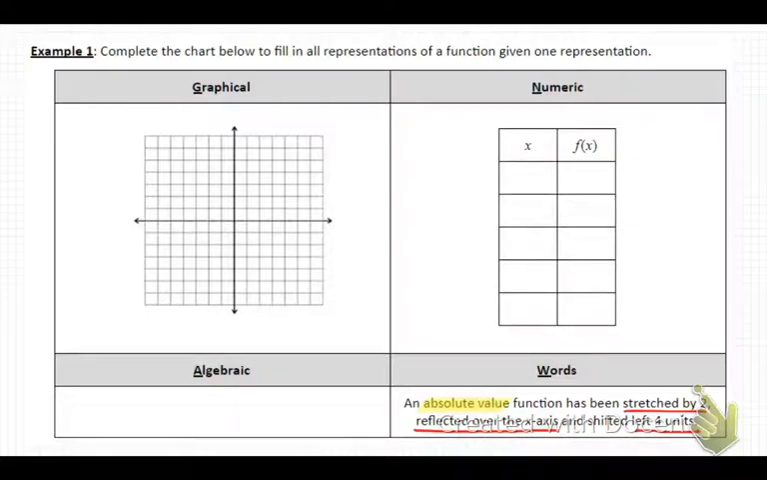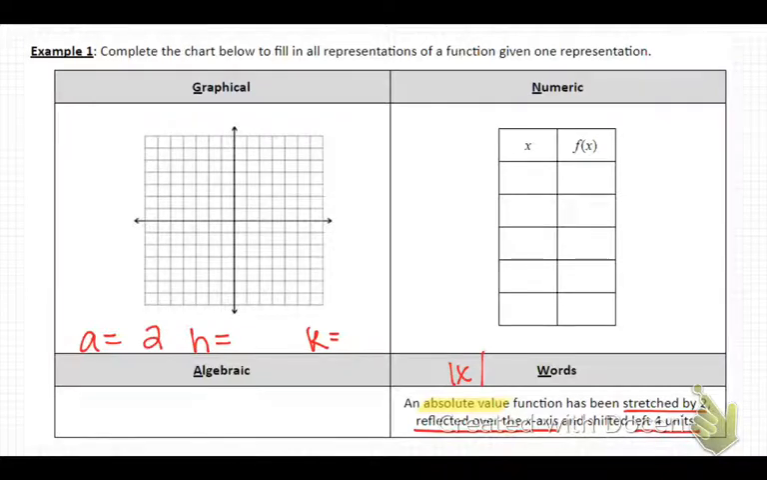I'm going to write that up here, right above algebraic. I need to find A, H, and K. And I know this is an absolute value. So the first information I have is stretched by 2. Where does that go? Is that A, H, or K? Stretched by 2. A, H, or K? Okay, yes. Stretched by 2 is A.